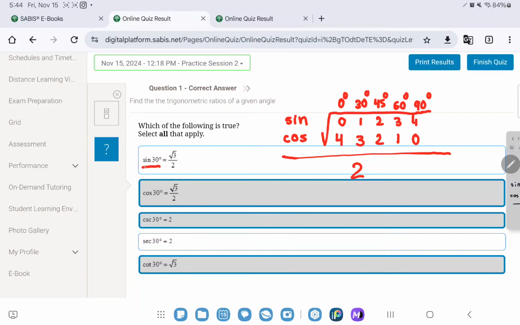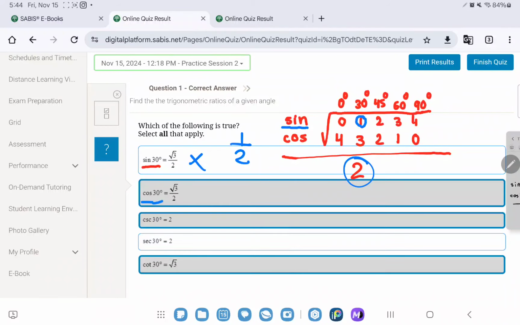So if they want sine 30, here's what you're gonna do. You're gonna go to sine and you're gonna go to the angle 30. You're gonna take the number there and put it over 2. So sine 30 is half. And that's it. So sine 30 is not radical 3 over 2.